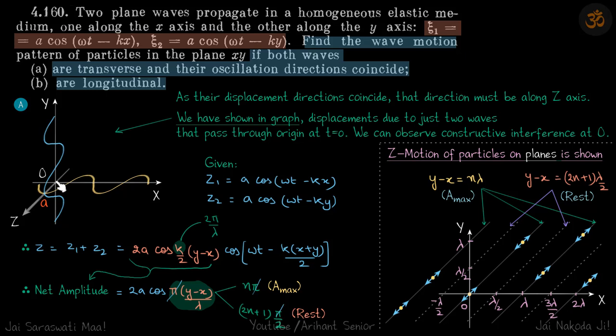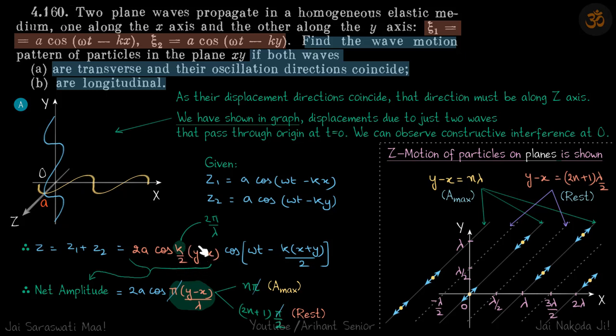And at t equal to 0, what's happening? Because we have concluded that both their displacements are in the z direction, let's write the displacements due to the two waves as z1 and z2. So z1 is equal to a cos(ωt − kx) and z2 is equal to a cos(ωt − ky). The final displacement will be z1 plus z2. If you do that, cos a plus cos b will be 2 cos of (a plus b) by 2 into cos of (a minus b) by 2.